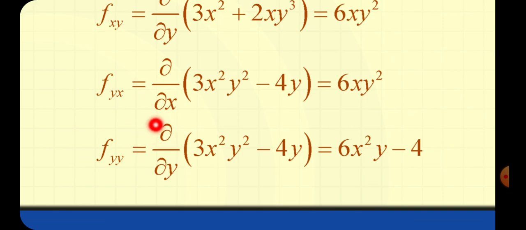F double y, or partial 2 partial y of 3x squared y squared minus 4y. This is fy from the previous step. From the previous steps we have fy here, and here we have partial y. You have to find the derivative with respect to y. So here y power 2, its derivative is 2y, 2 times 3, which is 6, and x power 2 is a constant because we are working here with y, times y here. Derivative of negative 4y is negative 4.